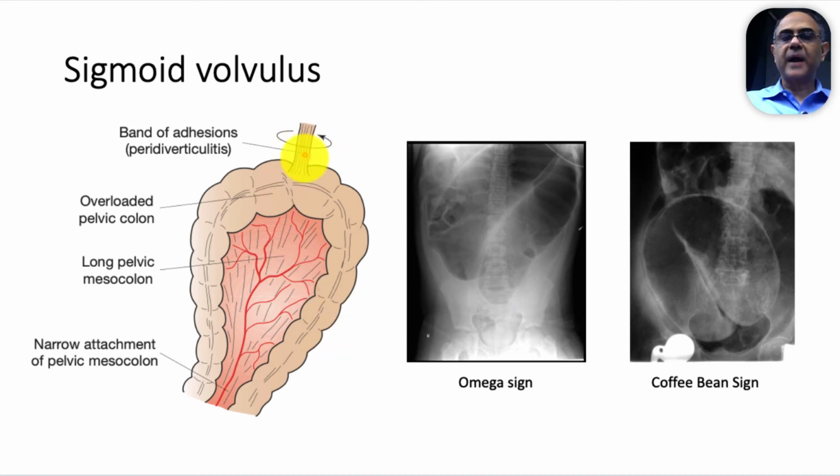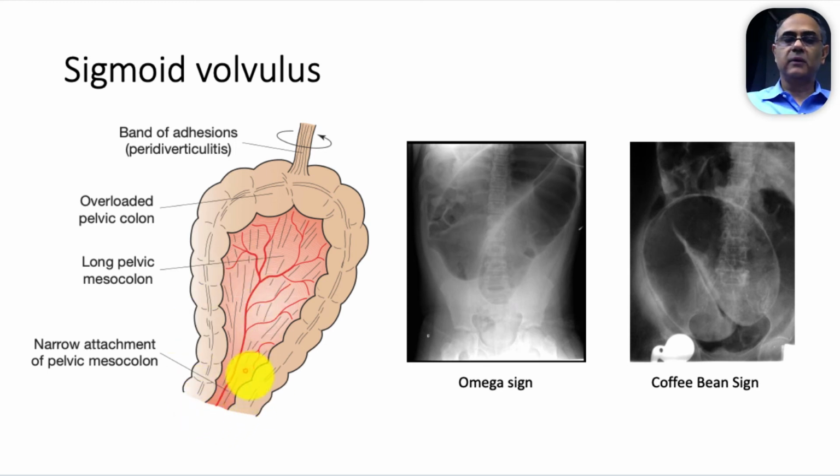Sometimes some adhesions or bands can add to the twist of the sigmoid volvulus. So whenever there is a volvulus, there are two stages. Stage 1 is a twist of 180 degrees. When it rotates 180 degrees, there is obstruction. The clinical features of obstruction will come, which are pain, distension, obstipation, and sometimes vomiting.